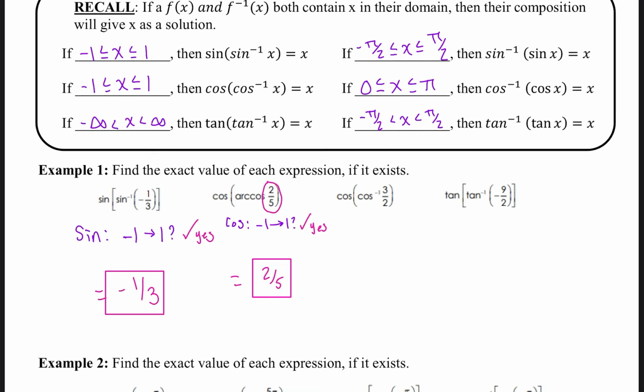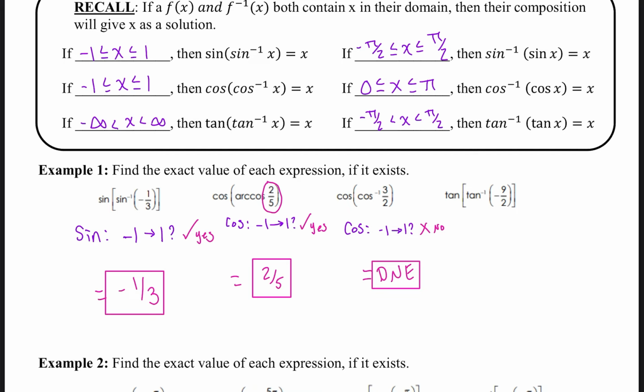All right, number 3 here says we're focusing on 3/2. Again, we're doing a cosine. Cosine is always -1 to 1. Is it between that? In this case, 3/2 would become 1.5. So no, that number is bigger than 1, meaning our solution does not exist. So if it's outside of the domain of -1 to 1, you have to say it does not exist for sine and cosine.